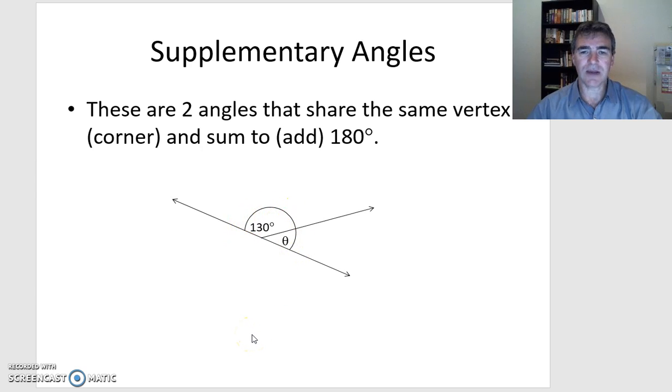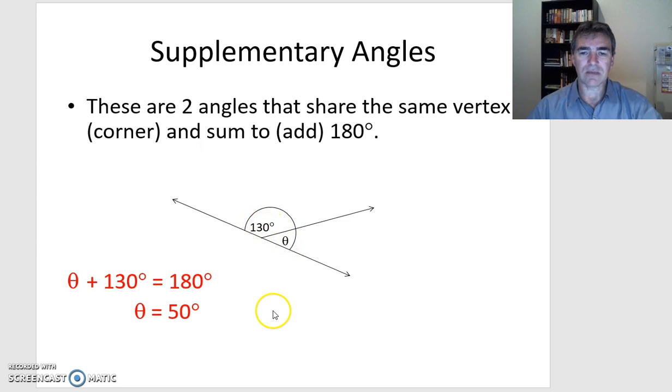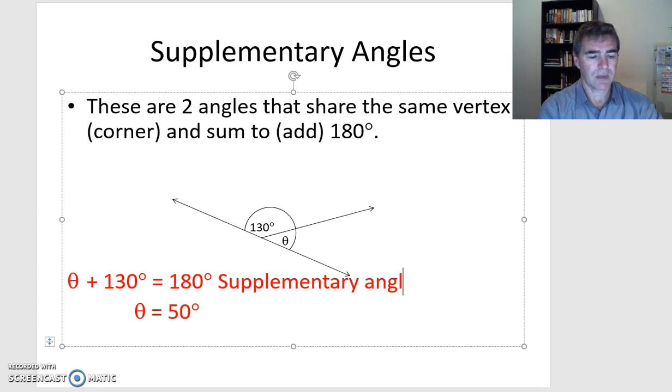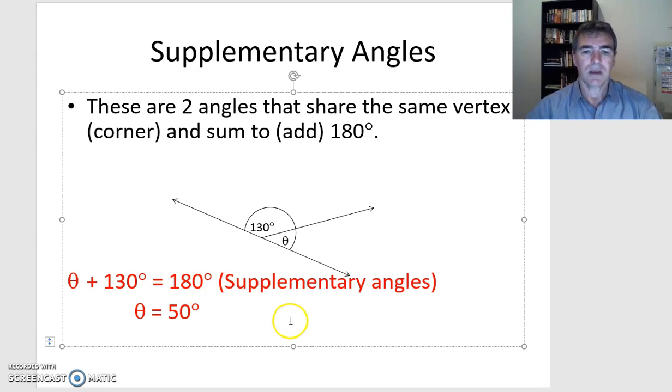Let's cut it into two angles. They've got the same vertex, this part and this part. Altogether, we would turn 180 degrees. If I know that this is 130, then these two angles must add up to 180 degrees. And again, I haven't got the reason written there, so I'll put that in now: they are supplementary angles. And then I can subtract 130 from both sides, and then I find that theta is 50 degrees.